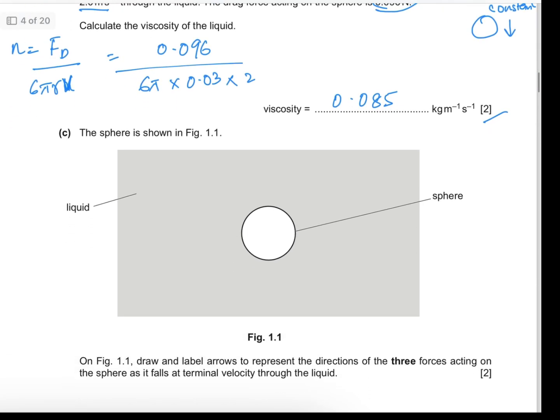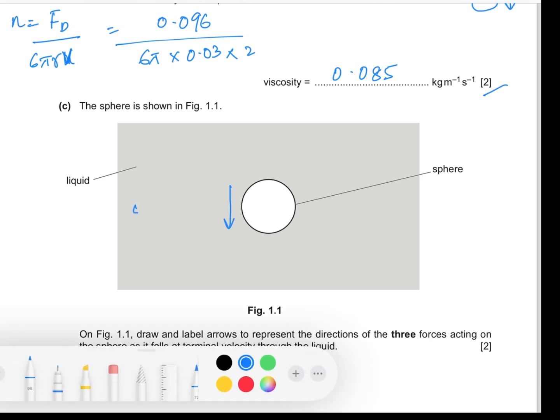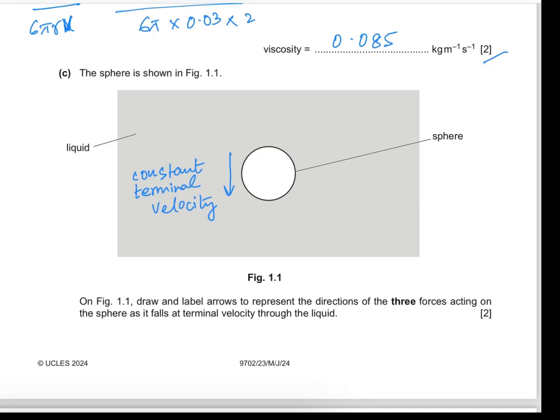The sphere is shown in figure 1.1. Okay, so it's going to fall down or move down with constant terminal velocity. On figure 1.1, draw and label arrows to represent the direction of 3 forces acting on the sphere as it falls at terminal velocity through the liquid.